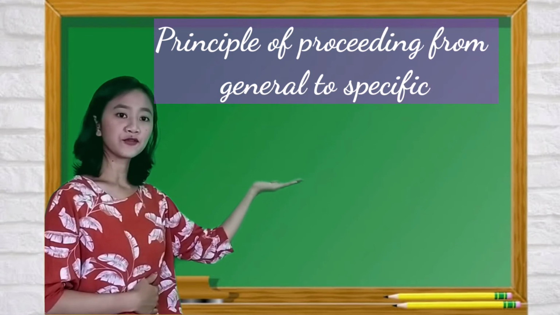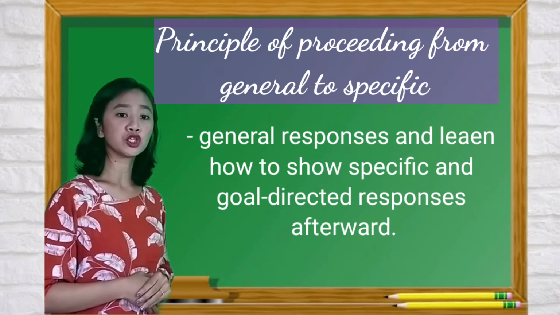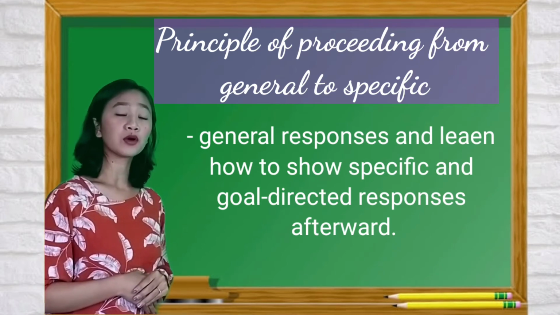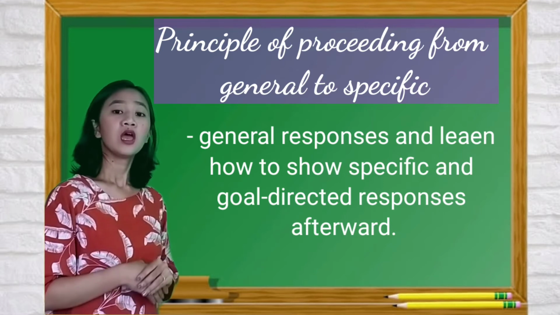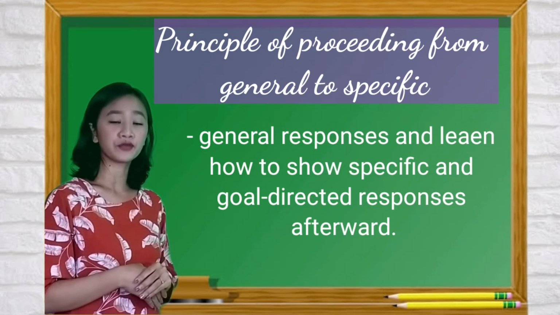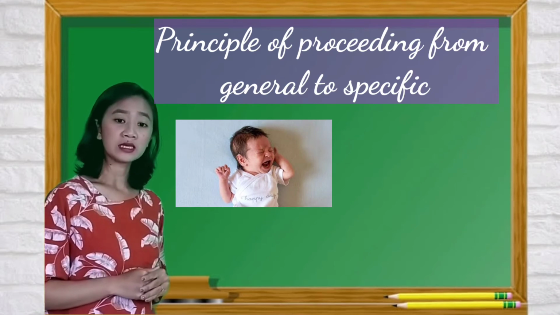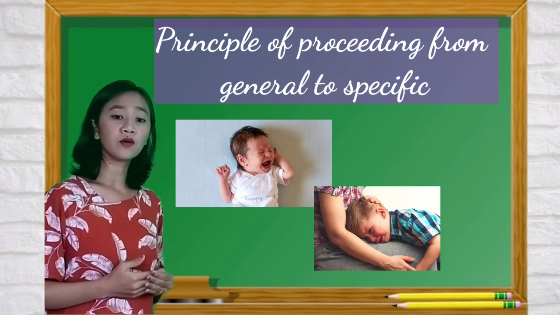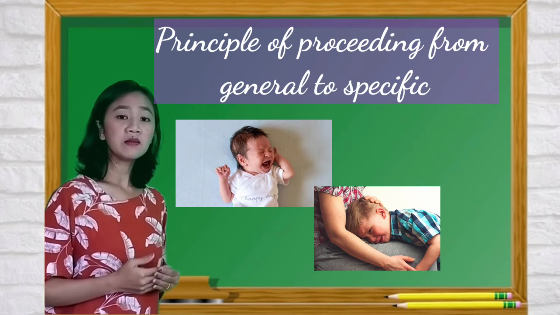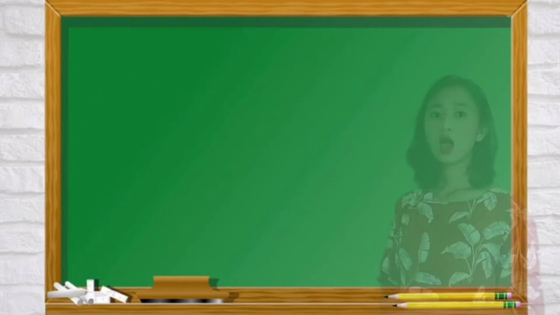Principle of proceeding from general to specific. While developing in relation to any aspect of personality, the child first picks up or exhibits general responses and learns how to show specific and goal-directed responses afterwards. For instance, when a newborn infant cries, his whole body is involved in doing so, but as he develops, it is limited to the vocal cords, facial expressions, and eyes.